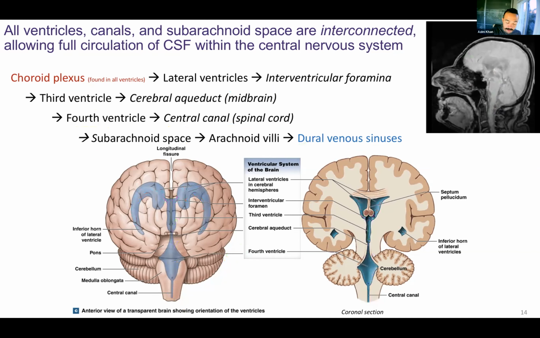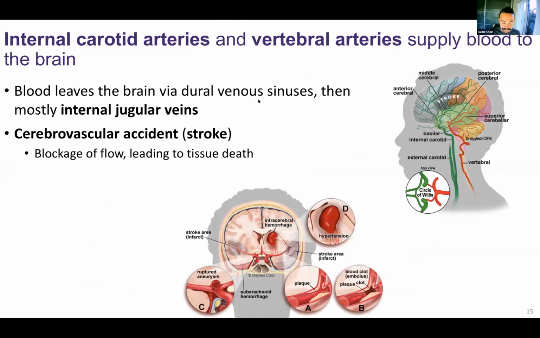To supply blood to the brain in the first place, or to remove blood away from the brain, let's go over the specific blood vessels that deliver blood to and from the brain. The major arteries: an artery is a blood vessel that delivers blood from the heart out. So in this case, from the heart to the brain.